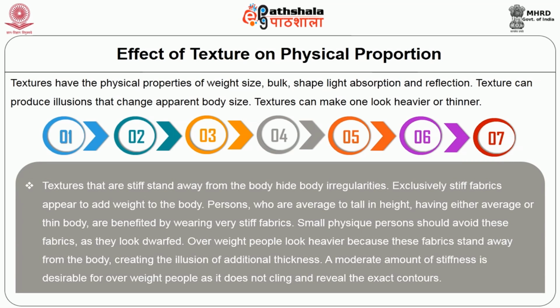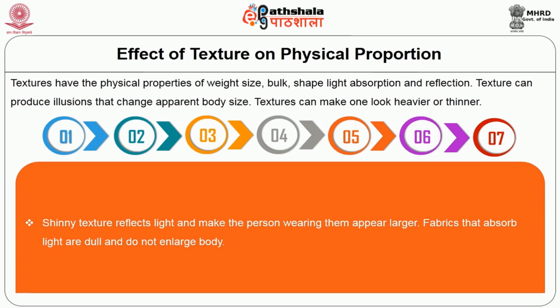Textures that are stiff stand away from the body, which would hide body irregularity. Persons who are average to tall in height, having either an average or thin body, benefit by wearing very stiff fabrics. Small physique persons should avoid these fabrics as they look dwarfed. Overweight people look heavier because these fabrics stand away from the body, creating the illusion of additional thickness. A moderate amount of stiffness is desirable for overweight people, as it does not cling and reveal the exact contours.